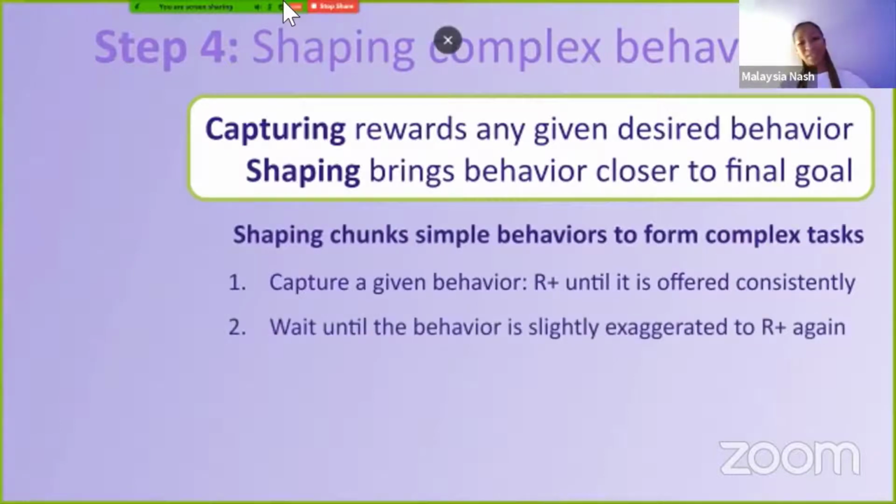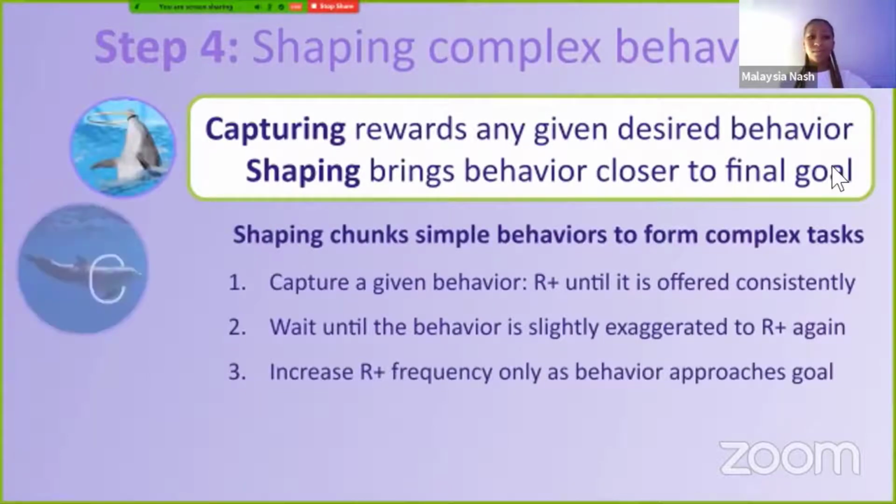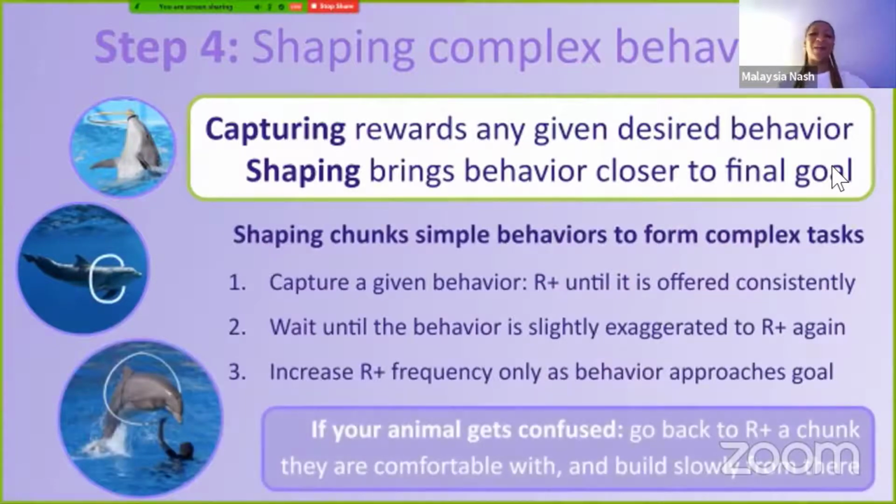Another one is to wait until the behavior is slightly exaggerated to positively reinforce that treat again. Three is to increase the positive reinforcement frequently, only as the behavior approaches the goal. And four, as you see on the left side, we have the dolphins, and it's using the little hula hoops, and it's going through the hula hoops. Real fun. So if your animal gets confused, don't worry. You can always go back to positively reinforce a chunk they are comfortable with and build that slowly from there.